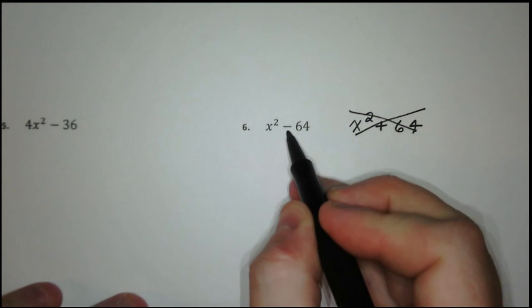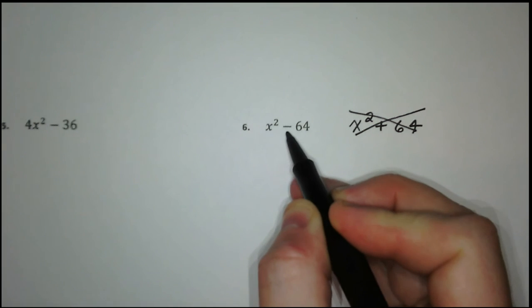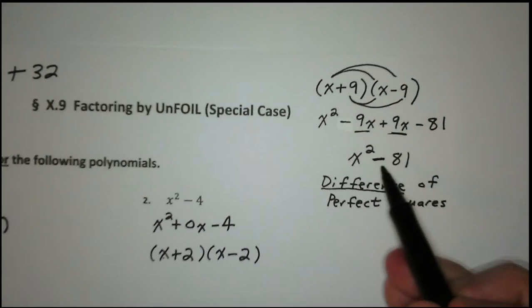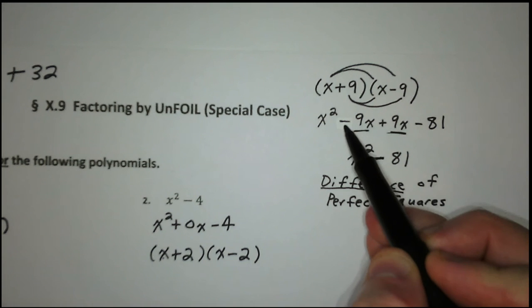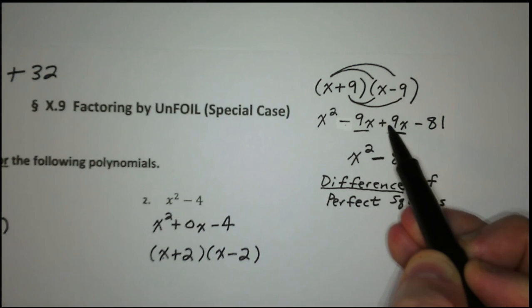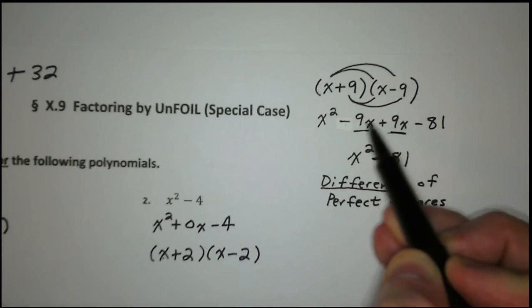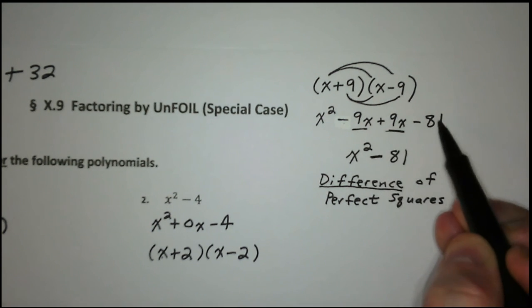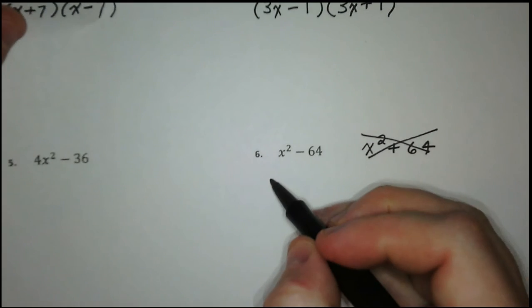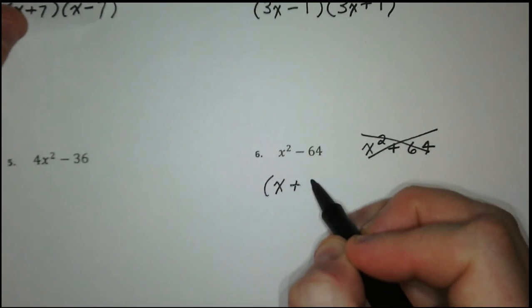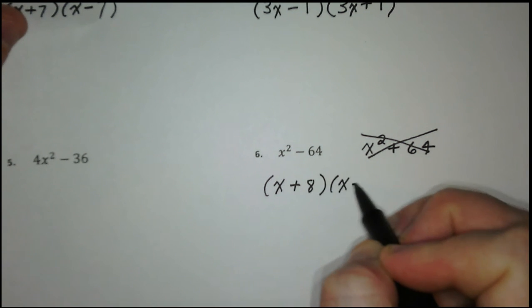It's got to be the difference of two perfect squares, because of the way FOIL works: the fact that this was a -9 and a +9 and they were going to cancel out in the first place, this had to be a -81. Negative times a positive, so it's got to be a difference. And so this one ends up being x plus 8 and x minus 8.